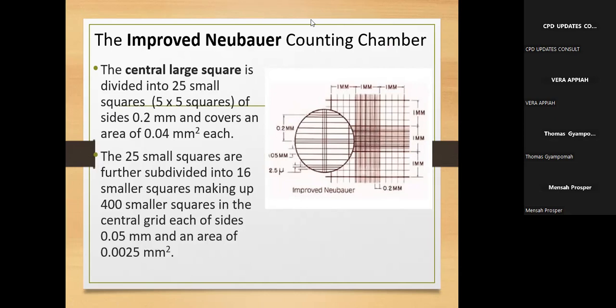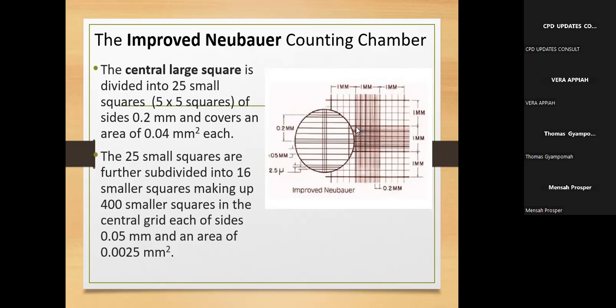Yes, Julius is correct. The size here is 0.2, because instead of the 16, you now have 25. It's still the 1 millimeter, so the 1 millimeter must be divided by 5. So 1 divided by 5 will give you 0.2. So the small square here has a size of 0.2 by another 0.2.